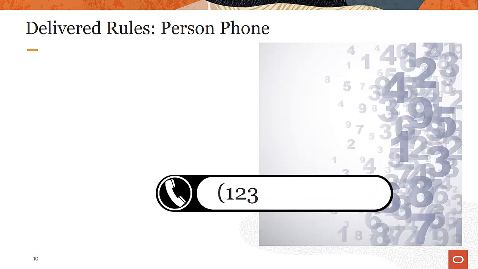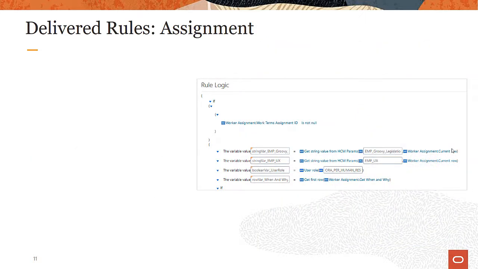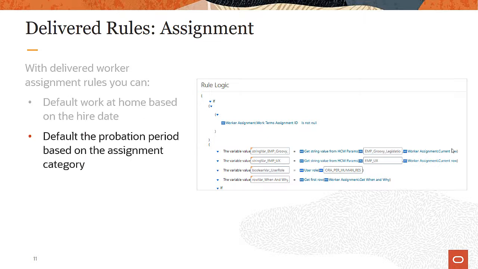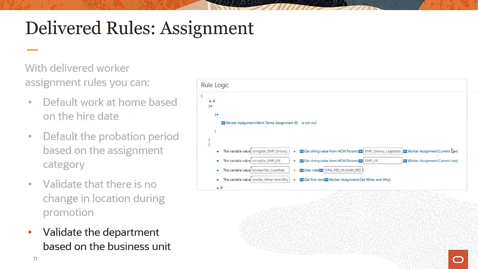You can use delivered rules for the person phone business object to validate a variety of phone attributes. Each of the rules will show an error message if the phone number is not valid based on your specified country codes and phone type. You can validate phone number format, area code format, blank area code based on phone type. The worker assignment business object contains employee, contingent worker, applicant, and benefits assignments information. With the delivered worker assignment rules, you can default work at home based on the hire date, default the probation period based on assignment category, validate that during a promotion the location doesn't change, validate the department based on the business unit.